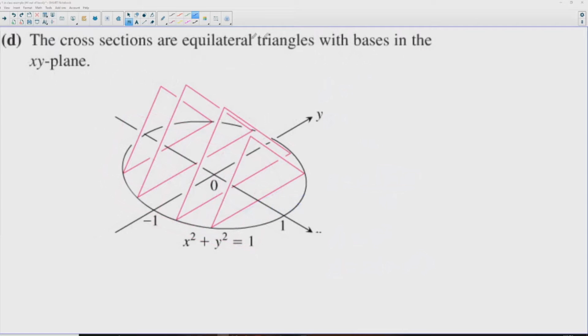The cross-sections are equilateral triangles with bases in the xy plane. Well, we know if they're triangles, then the area is 1/2 base times height. So the area is equal to 1/2. Now, just half of the base is the square root of 1 minus x squared. So that means the entire base is 2 times the square root of 1 minus x squared.